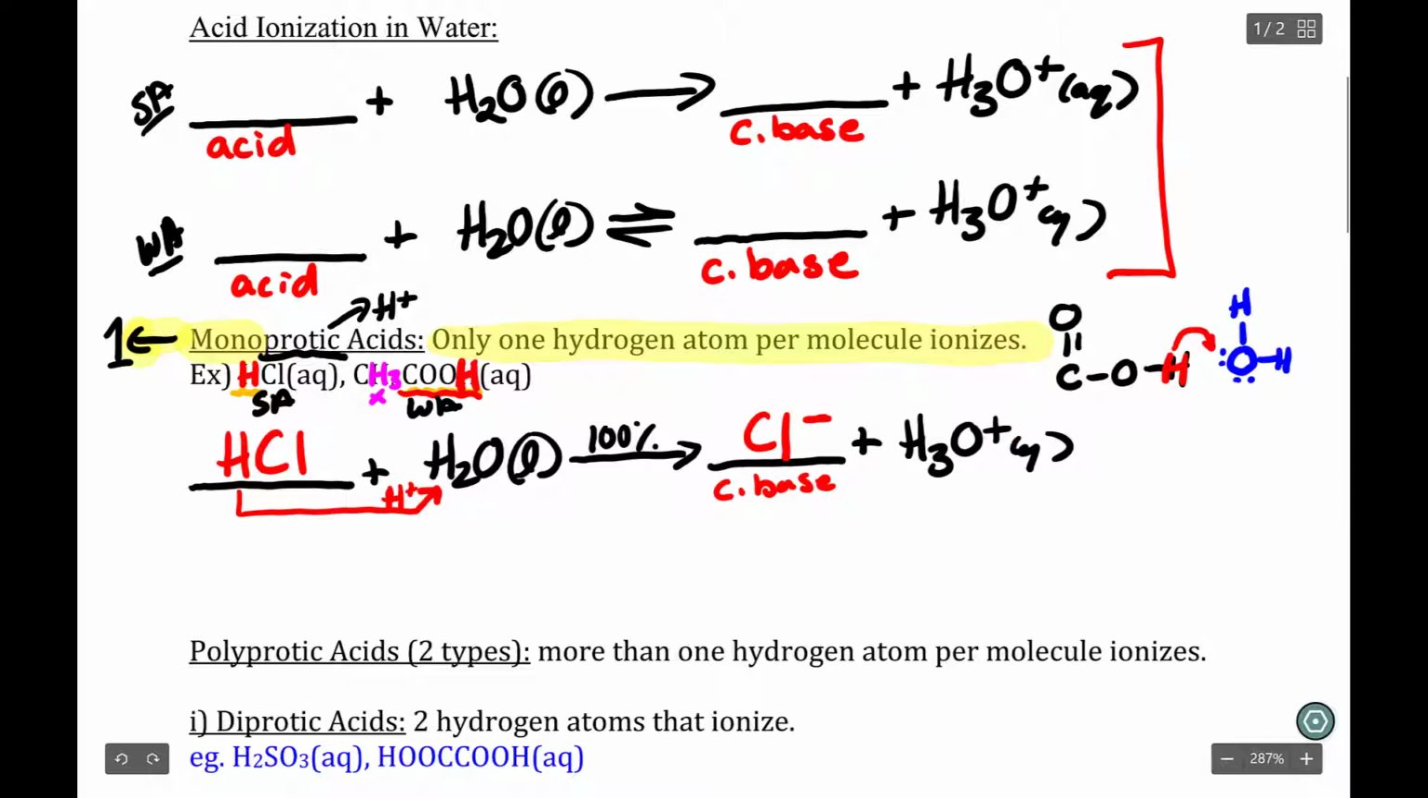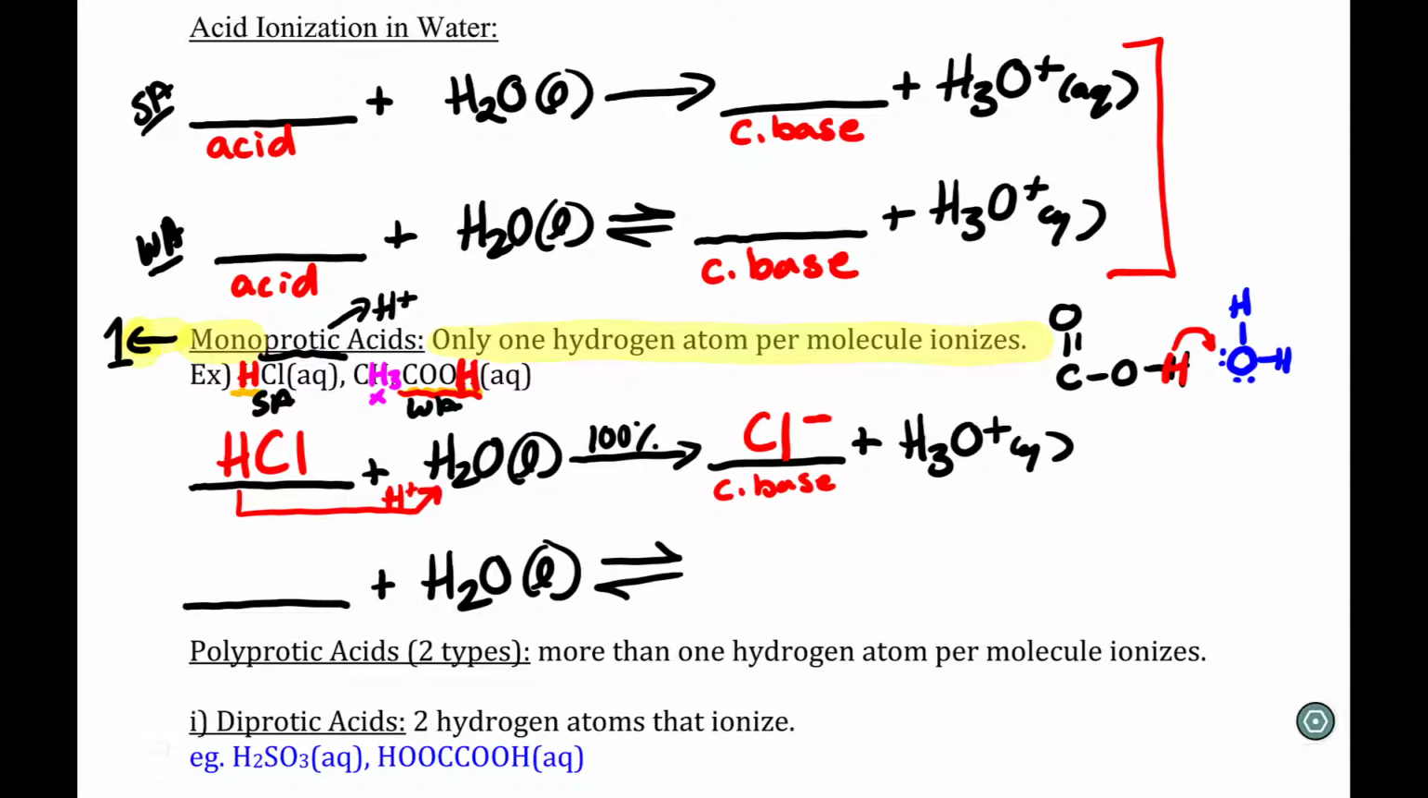If I was to do the equation for vinegar, same kind of idea. I just go blank plus water. And then I have an equilibrium arrow because this reaction doesn't go 100% forward. It actually goes both directions. The reactants react with each other to make products. The products react with each other to reform the reactants at an equal rate. Blank plus hydronium.